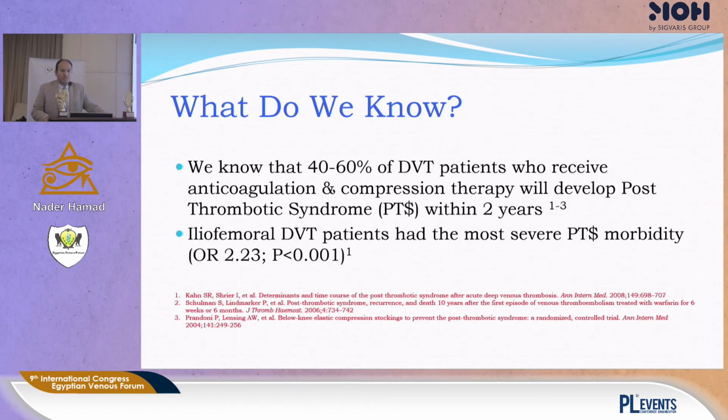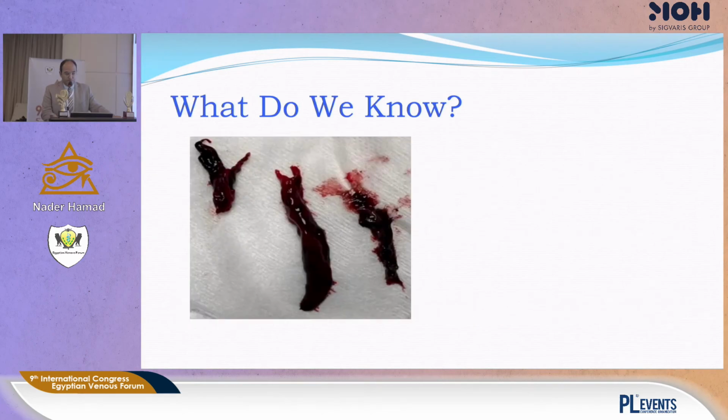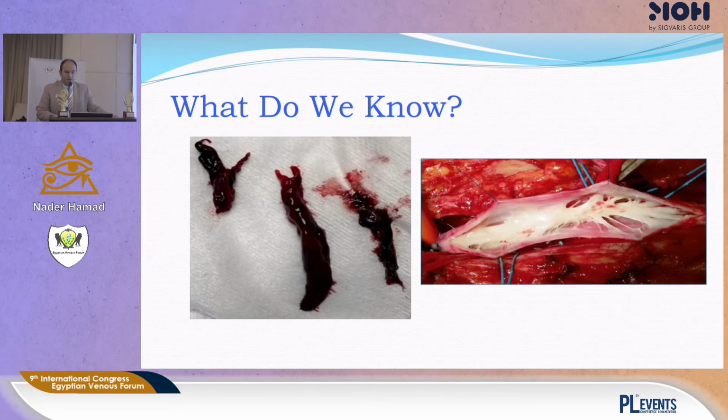As we know, 40 to 60% of DVT patients who receive anticoagulation and compression therapy will develop post-thrombotic syndrome within a couple of years, and iliofemoral DVT patients had the most severe post-thrombotic syndrome morbidity. And from our experience, we know that removing or lysis of this kind of clot is much easier than trying to reopen this kind of occluded vessel.